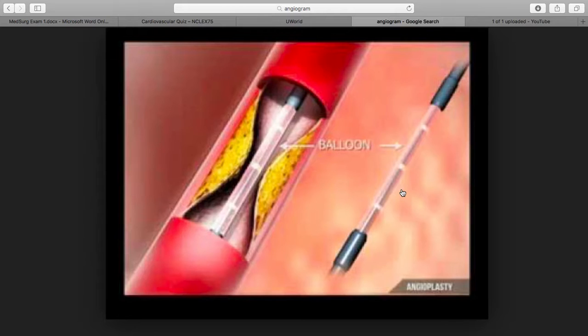There's going to be bleeding in the chest, and bleeding in the distal circulatory area, the legs. Vital signs are going to be Q15, Q30, to Q60. The patient is probably going to be put on telemetry.